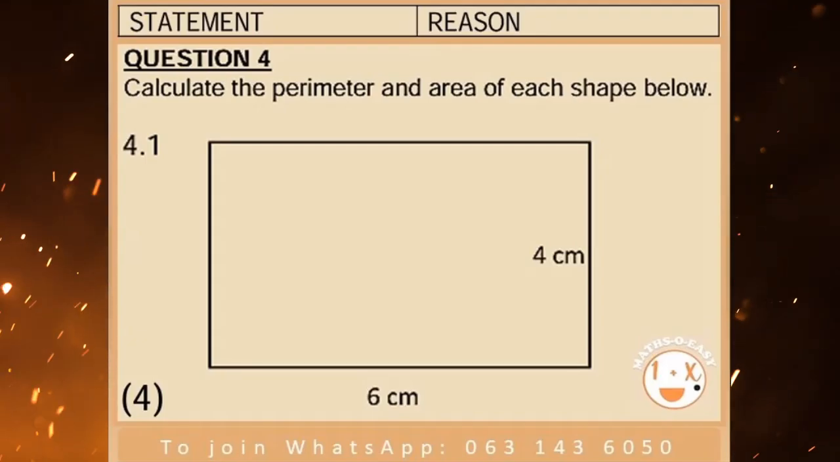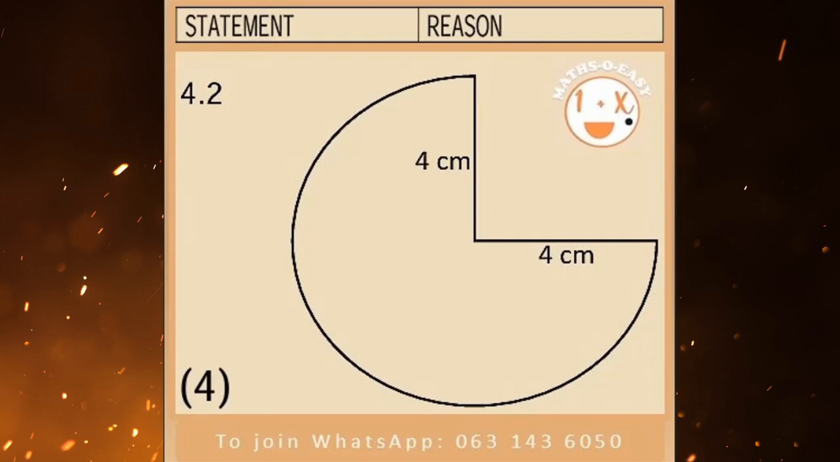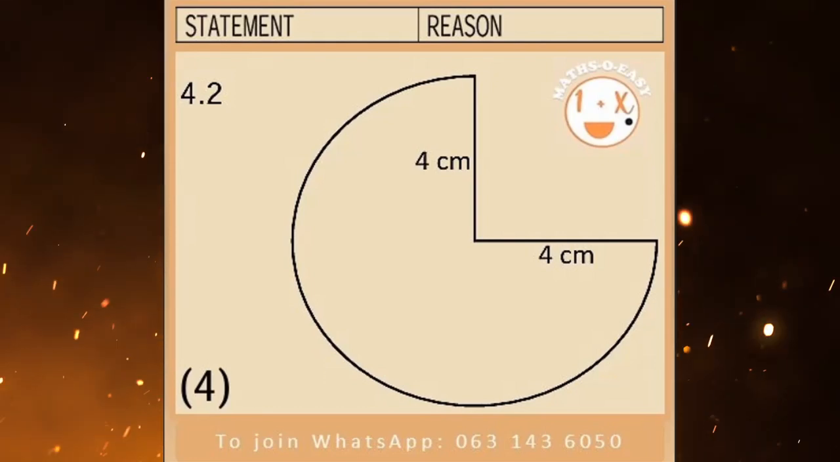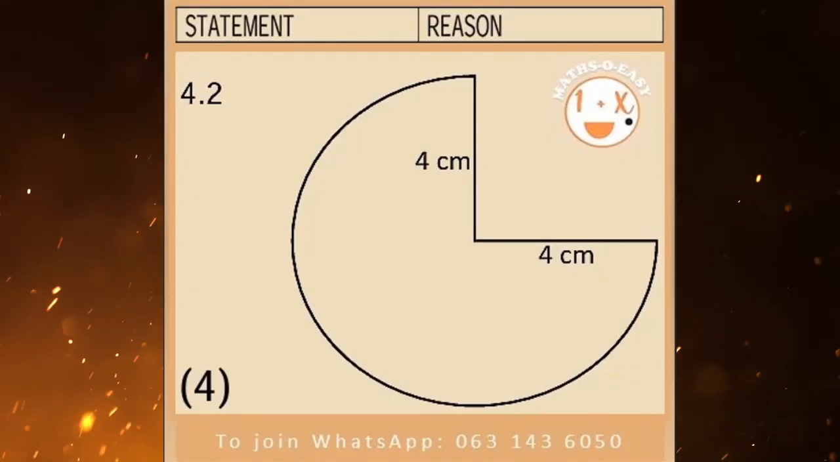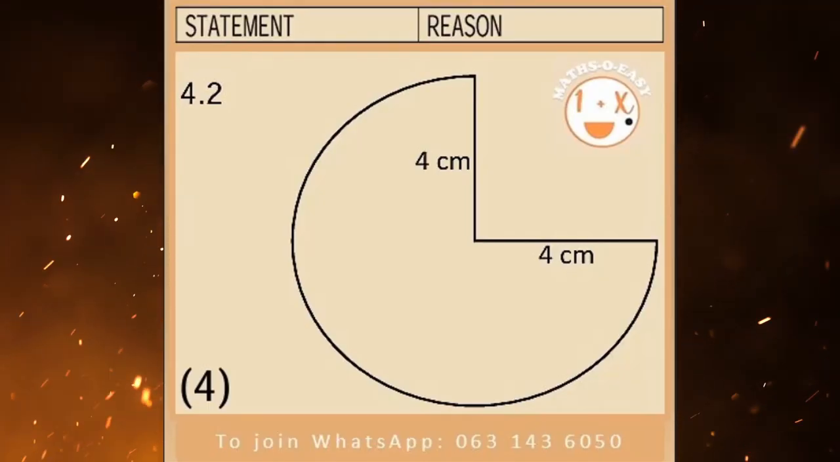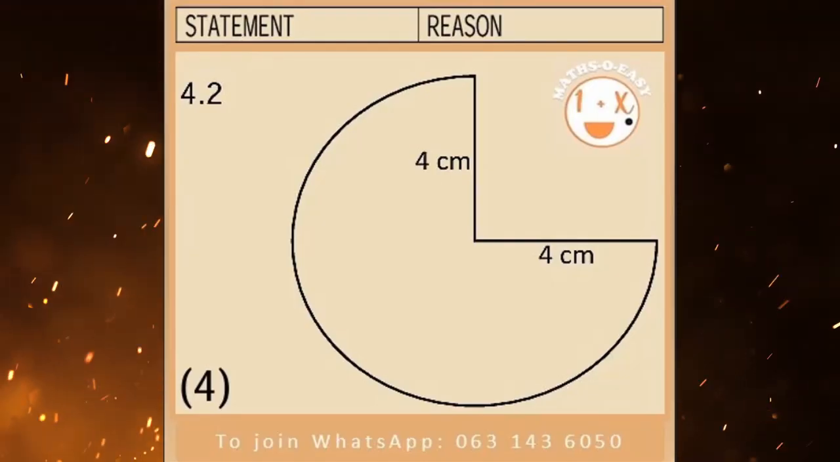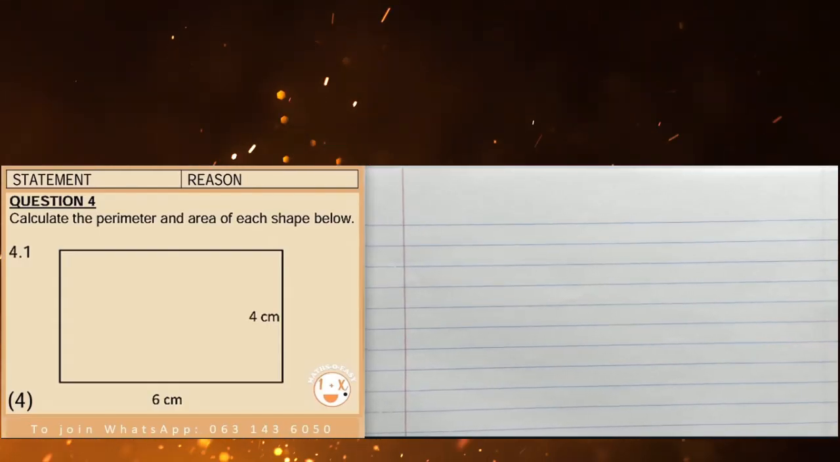4.1. We must calculate both the perimeter and area of this shape. We must also calculate the perimeter and area of this one. So remember, if you've tried it, see how I handled it. Otherwise, pause and do it. Enjoy this last one. Alrighty, remember, let's go and finish this off.